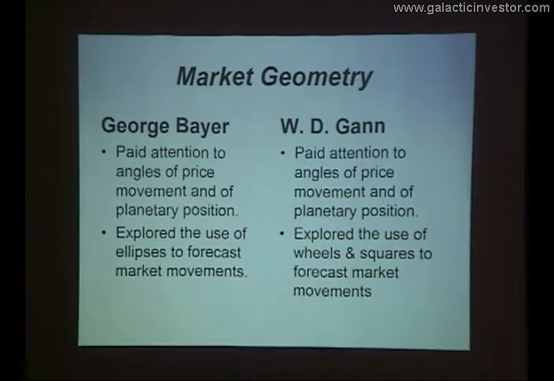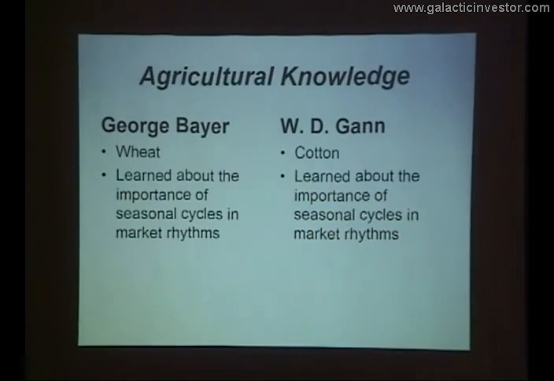Gann used Gann wheels and the square of 9 and so forth to look at market movements and to determine price limits. Very, very intriguing tools, very useful tools. Bayer explored the uses of ellipses, which he would overlay on technical charts in various sizes and at various angles to try to determine the bounds of market movement.